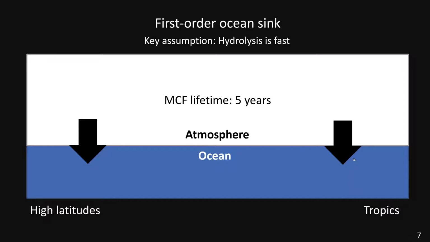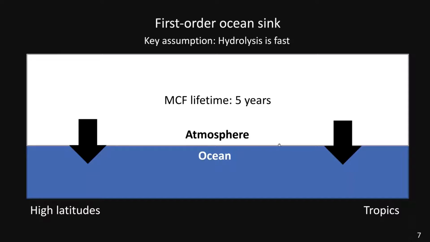And in our model, we include this as a first-order sink. So the sink is proportional to how much methyl chloroform is directly above the ocean. And it varies a bit. The uptake rates vary a bit with latitude. So in the warm tropics, the uptake rates are a bit higher. But the basic idea is that the ocean is a sink to the atmosphere everywhere.